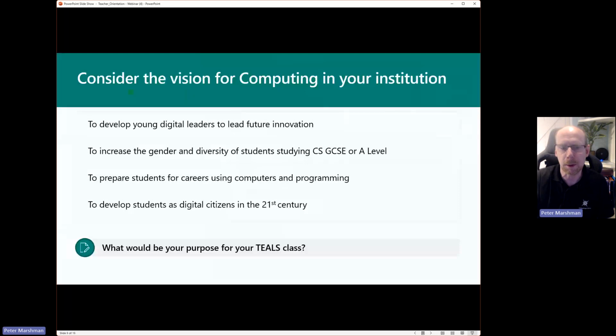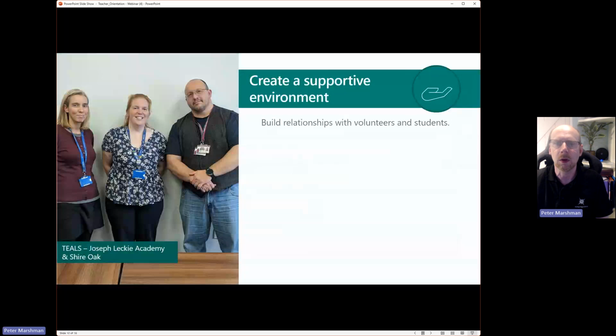So have a think about, what's the purpose of TEALS for your institution? Part of this is to work with whatever vision you've got, and it is about relationships, as it is with the students in the classroom. So it's about building relationships with volunteers and students. So you now triangulate that support. So it's teacher, volunteer, student. That's your TEALS team. We can then look at your role as supporting the volunteers by providing them with the materials.